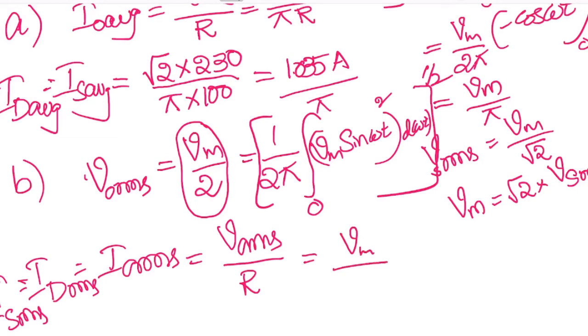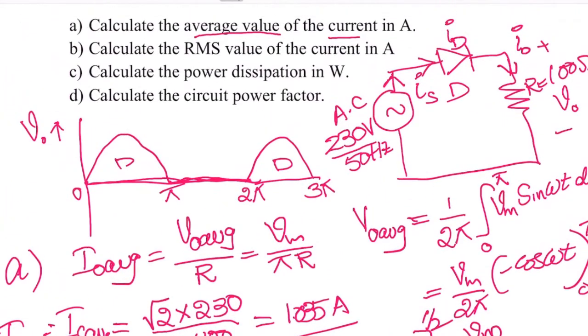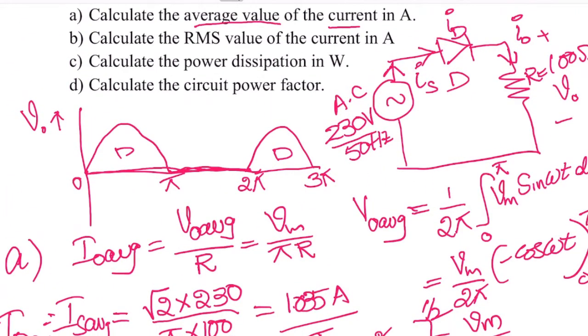What is output RMS voltage if I am taking? It is Vm by 2 R. What is Vm? Root 2 into supply RMS. The supply RMS voltage is 230 divided by 2 into 100. Then I will get 1.626 amperes. I know that it is 1.626 amperes. Then what is the third one asking me?